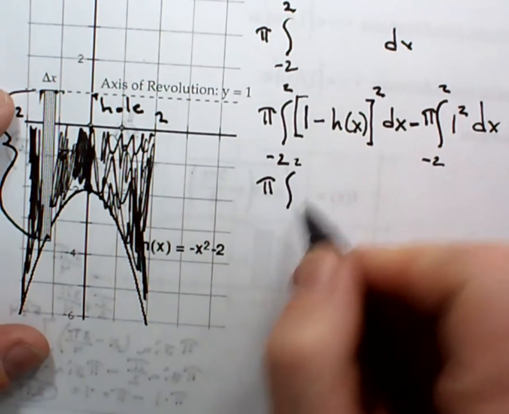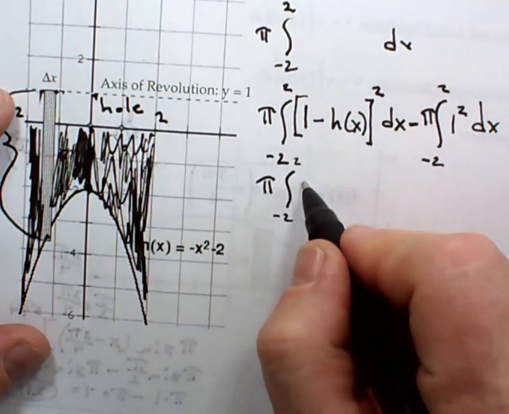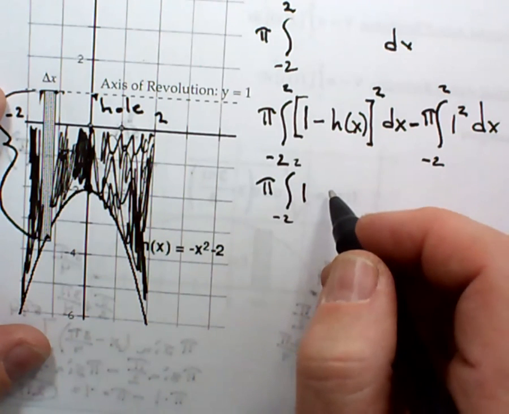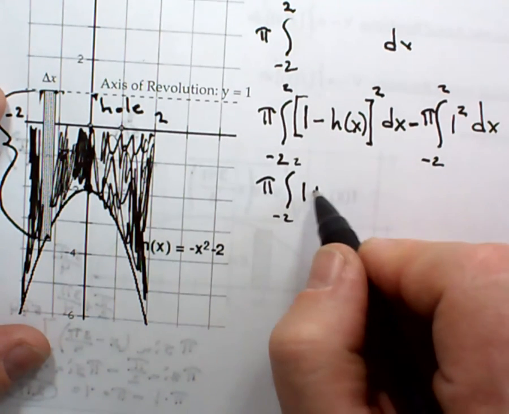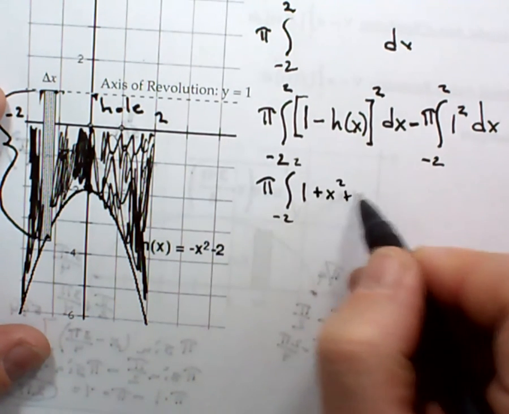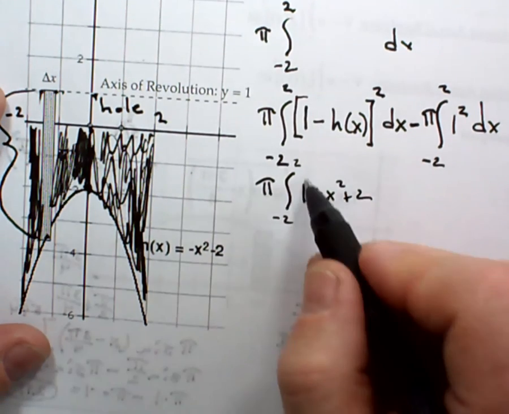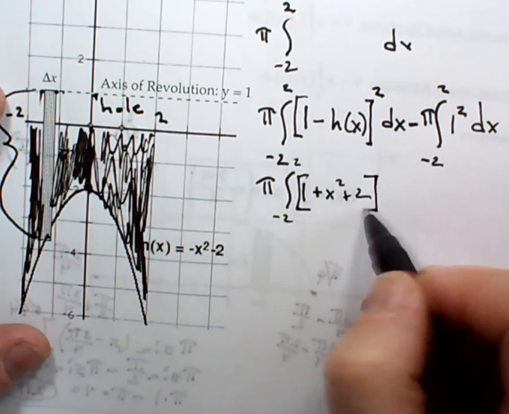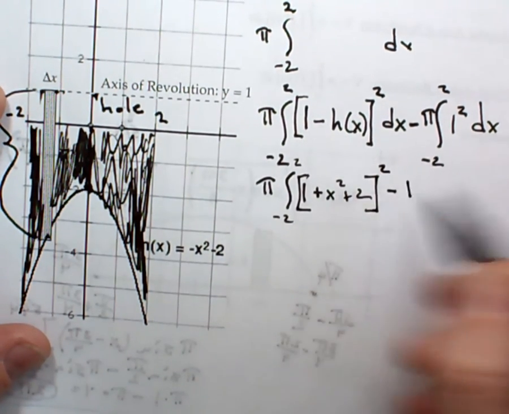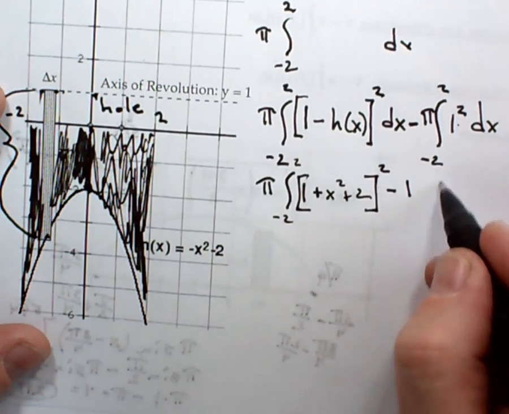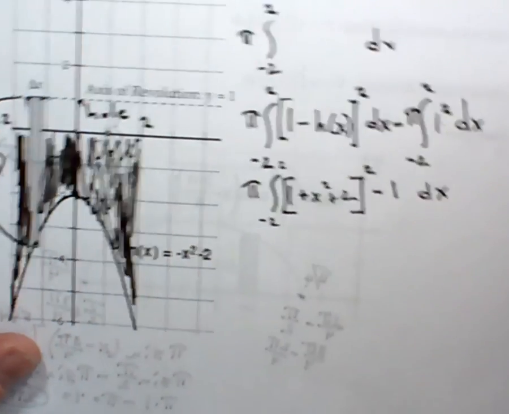So here's 2, here's a negative 2. So this is going to be 1, and I got to distribute that minus sign. So I'm going to have plus x squared plus 2, that thing squared minus 1, because 1 squared is 1, dx. Oops.